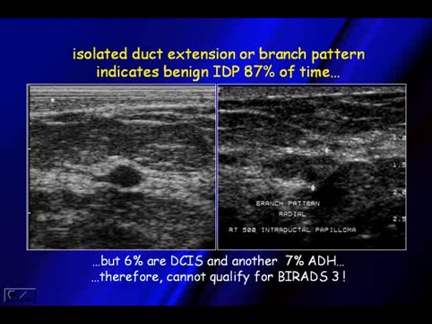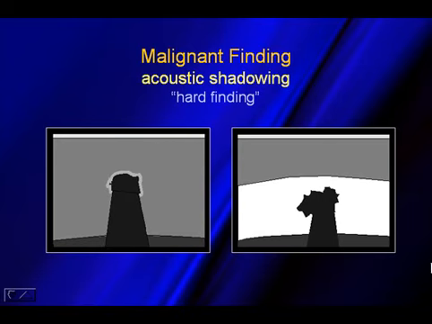So you cannot classify this as being a BI-RADS 3. We want to make sure that we're 98% sure to call something a BI-RADS 3. So having an isolated finding of duct extension or branch pattern tends to be benign the majority of the time, but still it's not enough to call it a BI-RADS 3. These should be given at least a BI-RADS 4A and should be biopsied.